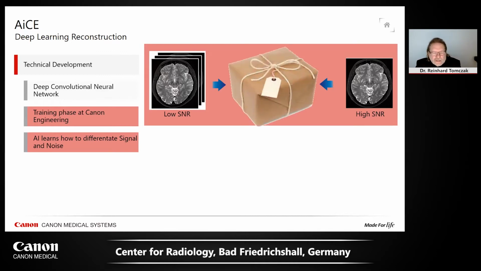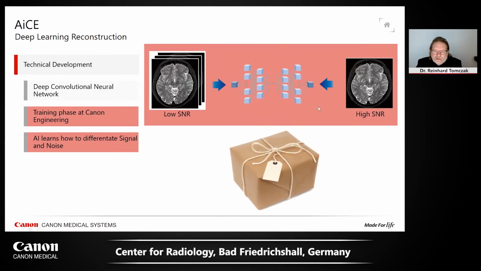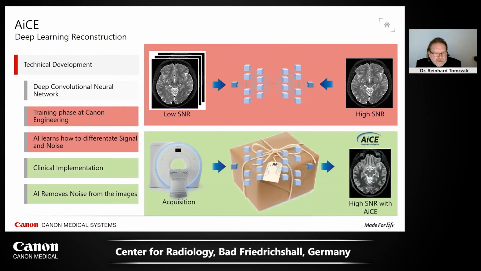After that is done at the fabrics or at Canon in Japan, the package is shipped to, for example, Germany, to us, and there's a phase of clinical implementation. So several people of Canon are in your practice, check out how it works in the practice, and you have the possibility to personalize the systems to your belongings.